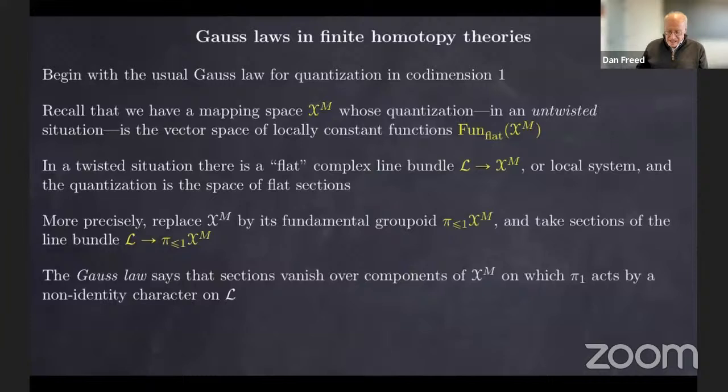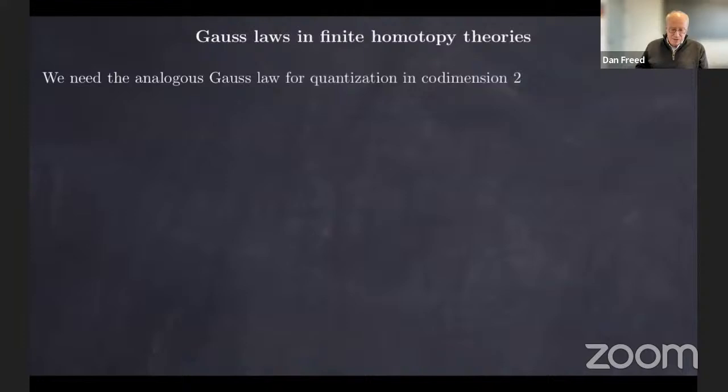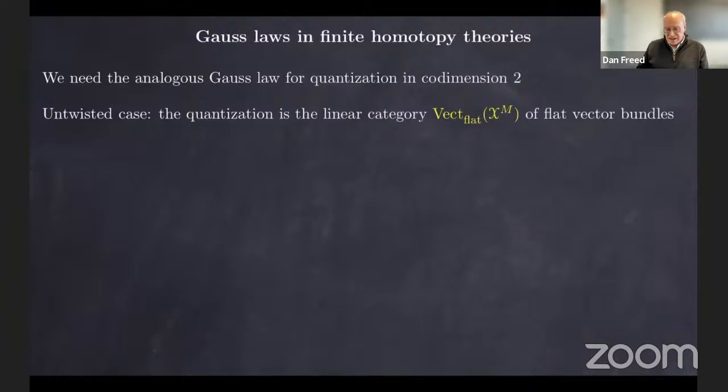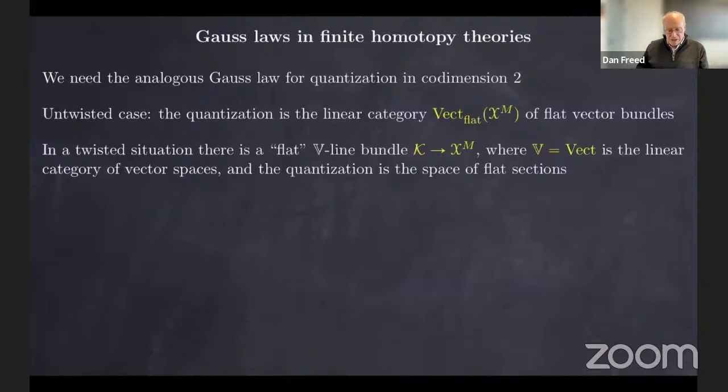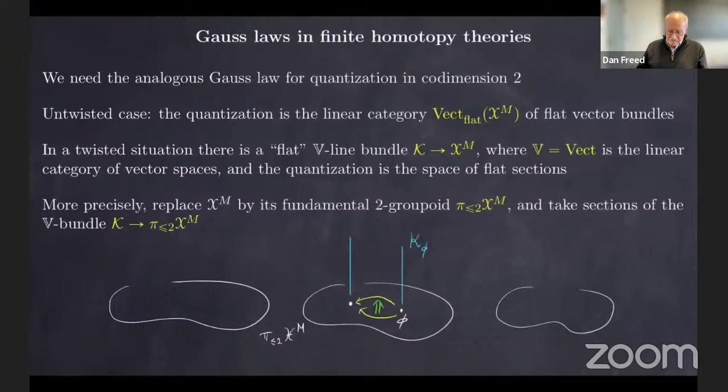And I just want to say that when we do this quantization in codimension two, where we get a linear category, there's a similar phenomenon, but now it doesn't just involve pi one, it involves pi two as well. So in that situation, we wanted to quantize by taking the linear category of flat vector bundles. That's fine if we don't have a cocycle, but if we have a cocycle, we get an analog over the mapping space in codimension two of a complex line bundle. It's the next level up. It's what you might call a bundle of invertible vect modules, I don't know. And it's a bundle of these categories. It's again a local system. And again, we want to take flat sections. And now you have to worry not only about paths between them, that's the pi one, but also maps between paths, which is the pi two. And I have a picture.